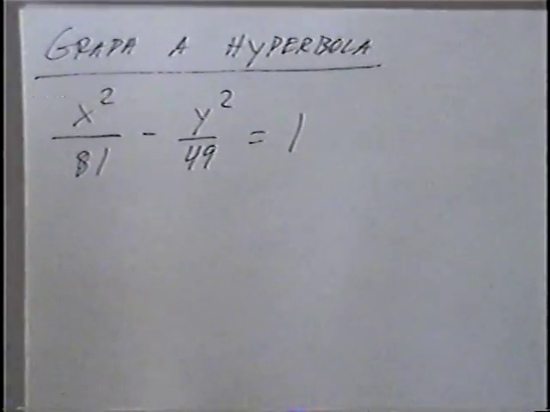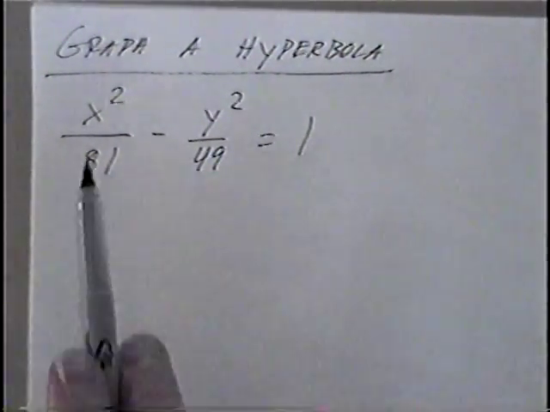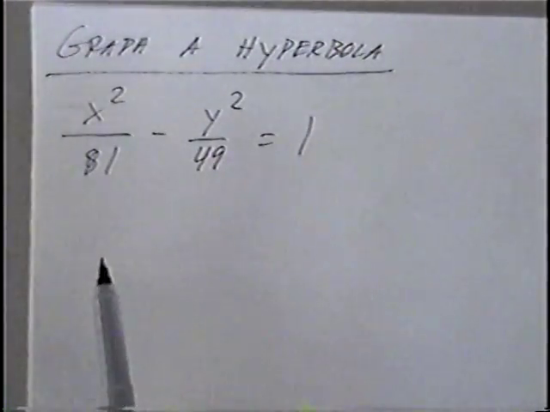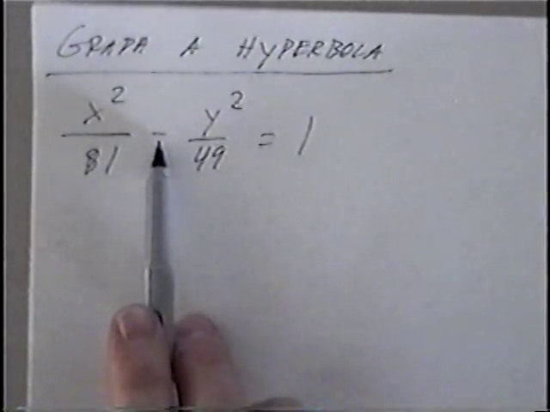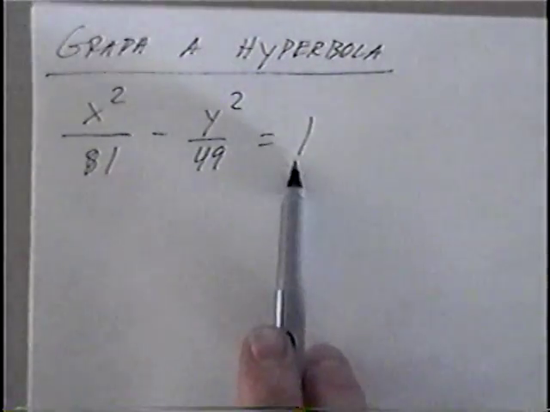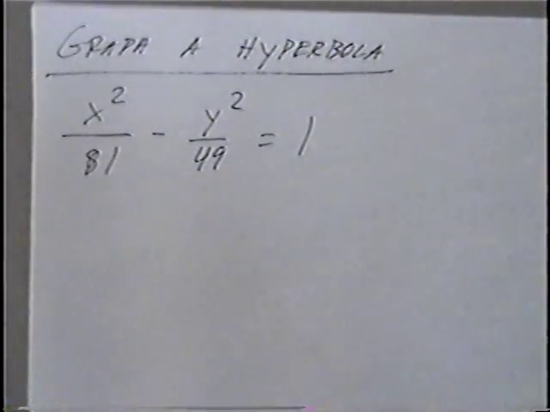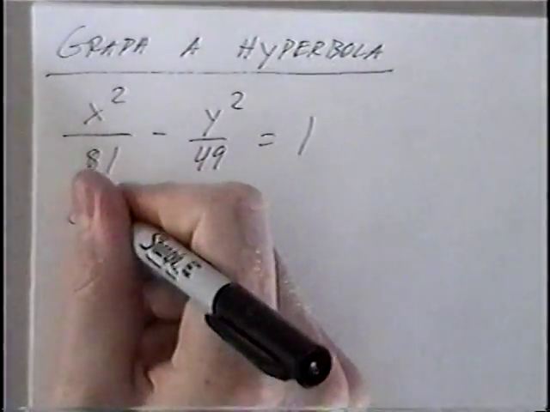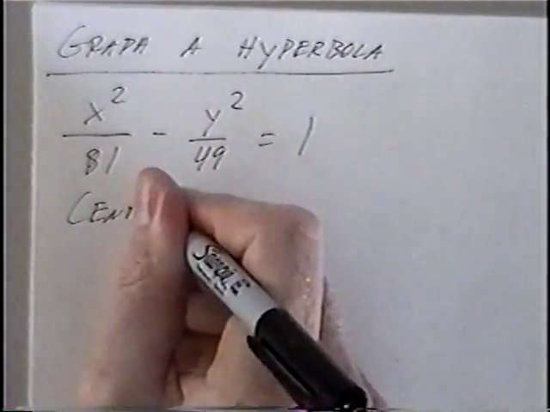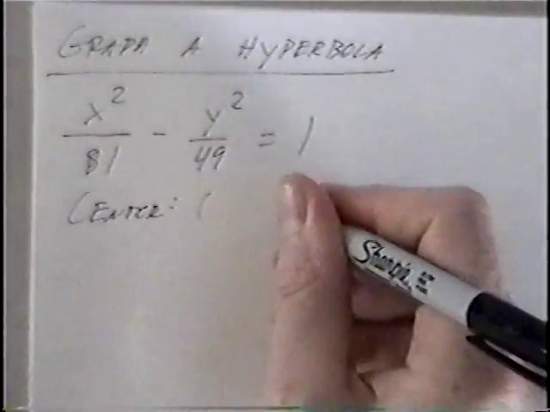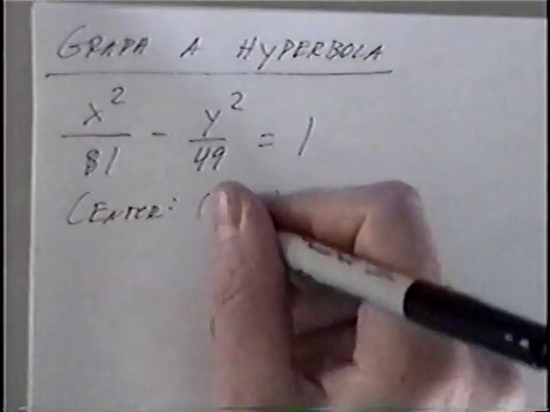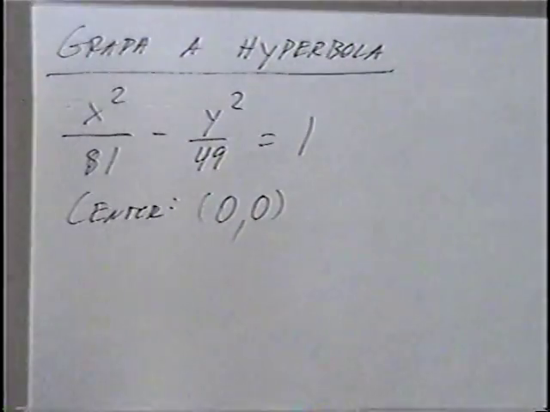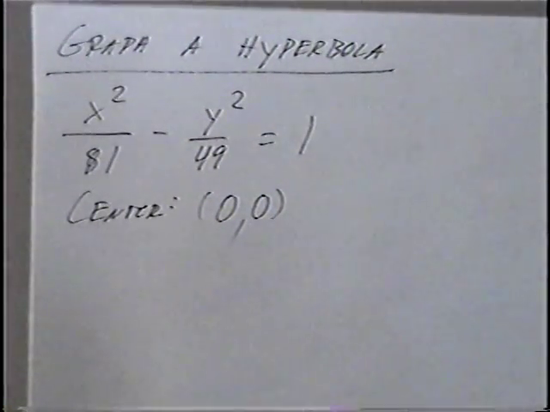Again, this is in standard form for a hyperbola. If you have x squared and y squared on the same side, both a fraction, and instead of a plus sign you have a minus sign, and it's always equal to 1. First step, we want to find the center. The center again would be the opposite numbers next to x and y. Neither have numbers, so the center would be 0, 0.